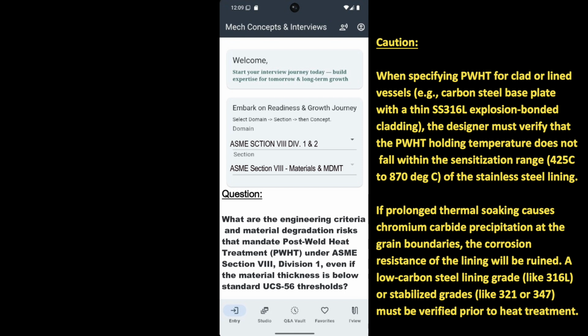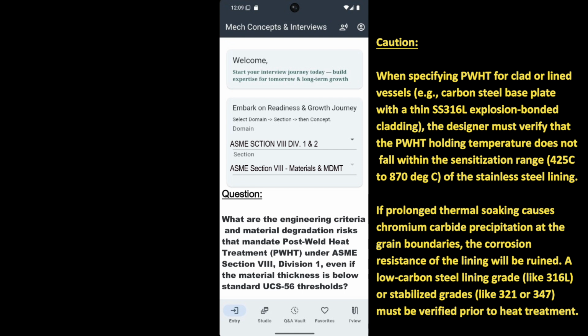And what is that window? For standard austenitic stainless steels, that danger zone, the sensitization range, is between 425 and 870 degrees Celsius. What does sensitization actually look like on a molecular level if the furnace temperature overlaps with that danger zone? Let's visualize the atomic structure of the stainless steel lining as a brick wall. The metal grains are the bricks, and the grain boundaries holding them together are the mortar. The reason stainless steel doesn't rust is because it contains chromium, which acts as an invisible shield across the wall.